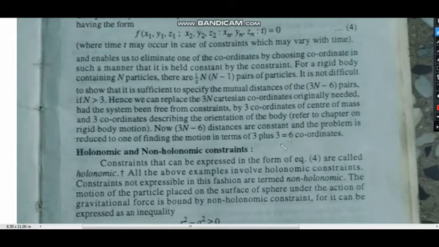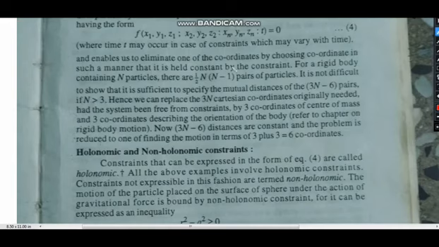So the constraints can be divided in many ways. In one way, it is said to be holonomic and non-holonomic constraint. In another way, it can also be defined as scleronomic and rheonomic constraints. First, let us see this type, holonomic and non-holonomic constraint.